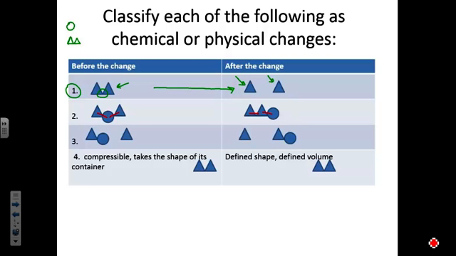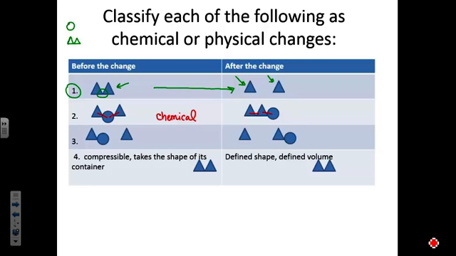And so that tells me that I broke a bond. And actually I made a completely new one because I made the triangle triangle bond. So this involves a change in identity. I've broken bonds and I've made bonds, and so this would be considered a chemical change.